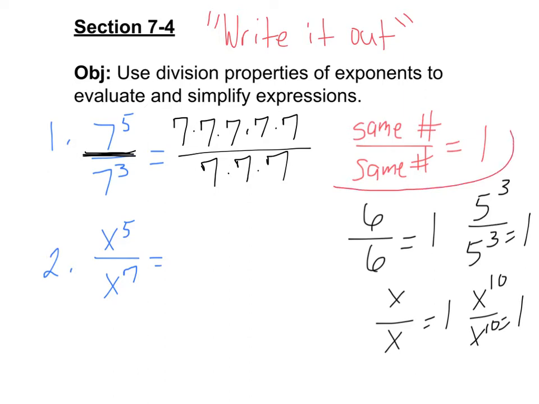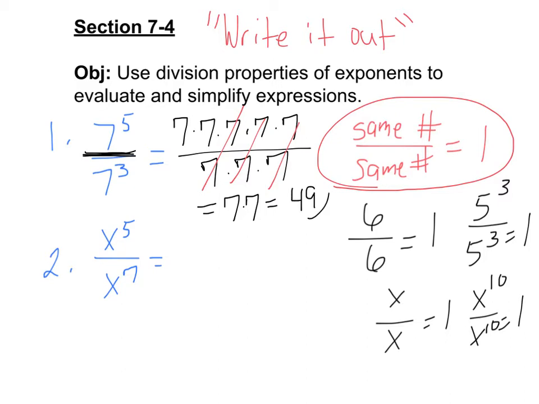Any number divided by itself is equal to 1. So 7 divided by 7, 1, 1, 1. What am I left with here? You're left with 7 times 7 on the numerator, which is 49.